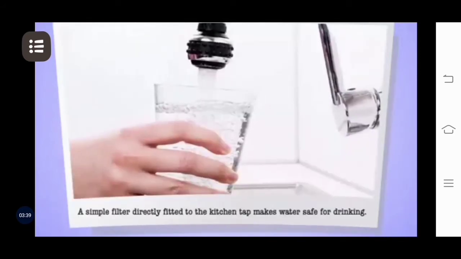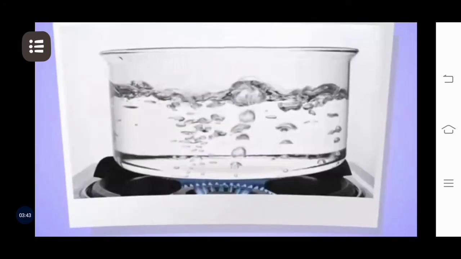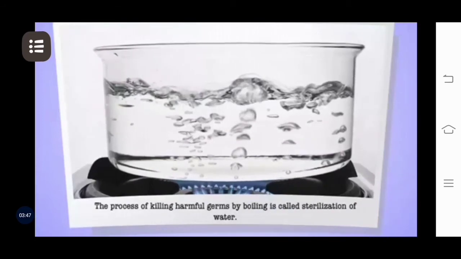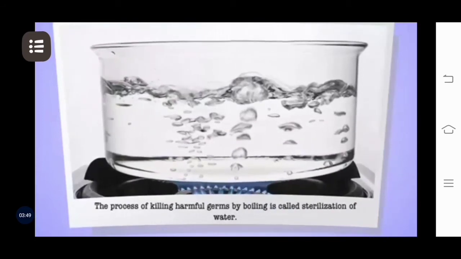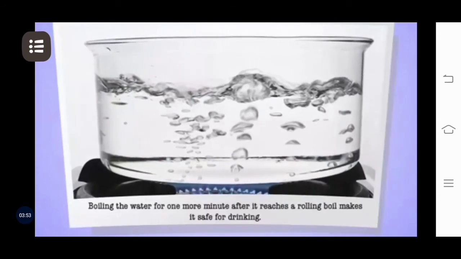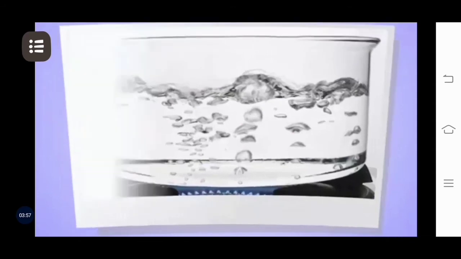A simple filter can be fitted directly to the kitchen tap. Boiling: the process of killing harmful germs by boiling is called sterilization of water. Boiling the water for 1 more minute after it reaches a rolling boil makes it safe for drinking.